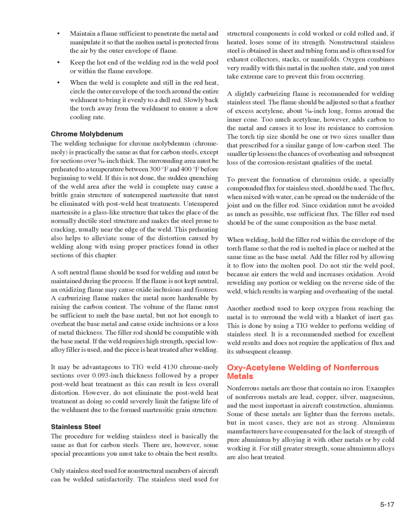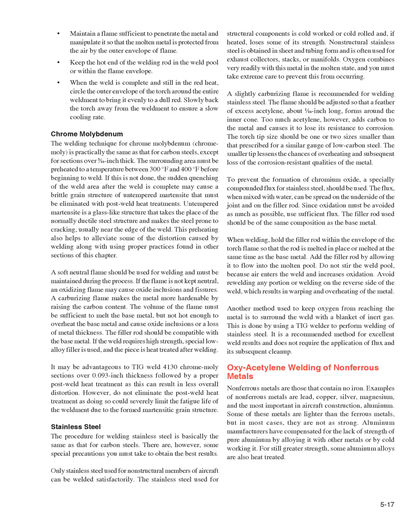The filler rod should be compatible with the base metal. If the weld requires high strength, special low alloy filler is used, and the piece is heat treated after welding. It may be advantageous to TIG weld 4130 chrome moly sections over 0.093 inch thickness followed by a proper post-weld heat treatment, as this can result in less overall distortion. However, do not eliminate the post-weld heat treatment, as doing so could severely limit the fatigue life of the weldment due to the formed martensitic grain structure.